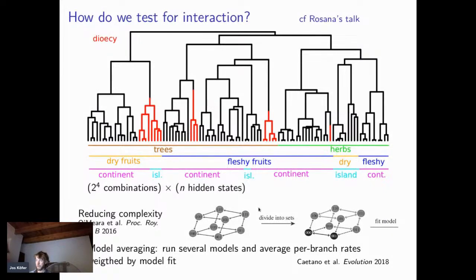Another approach that has been applied and proposed is model averaging. So instead of taking the best model and saying, well, this is the truth, you run several models and average all these models to get per branch rates, and you average these rates with the weight of the model fit, the model likelihood, or its Bayesian counterpart. So I won't go into detail, just to show that actually there are ways that have been proposed to solve this problem. And if you're interested, I really recommend to read these papers.